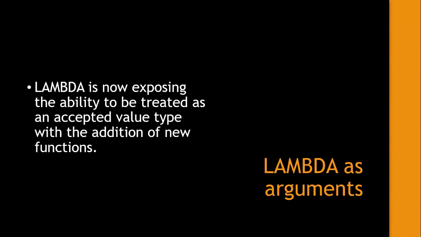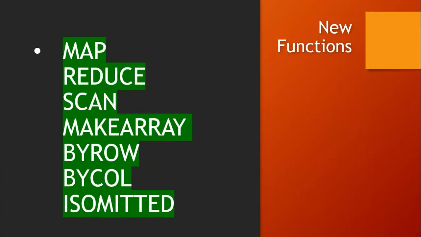The idea is this. The new add-ons are functions like map, reduce, scan, make array, by row, by column, ISOMITTED. These are generally used for array transformations. We'll look at them one by one. Let's open our Excel worksheet and take an example of each case, how map works, how reduce works, and what the objective is.